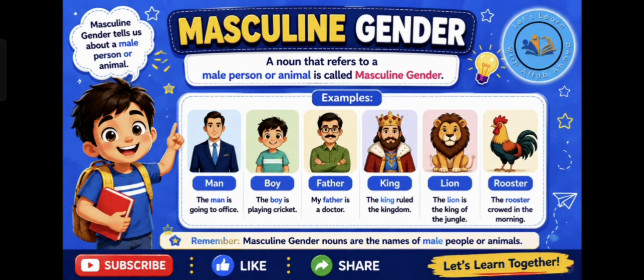Now let's learn about masculine gender in detail. A noun that refers to a male person or a male animal is called masculine gender. These nouns represent males. Look at the examples. Man. If we use it in a sentence, the man is going to the office.